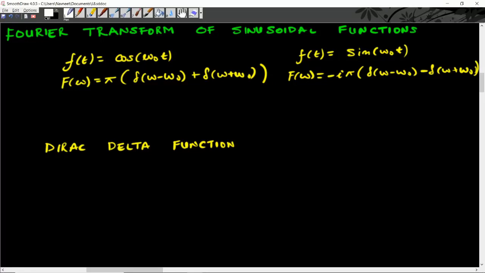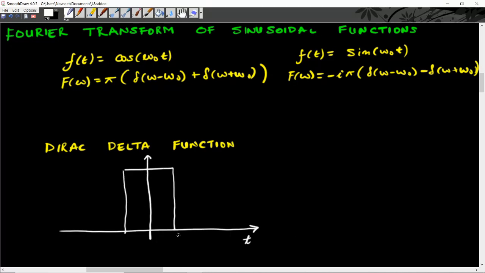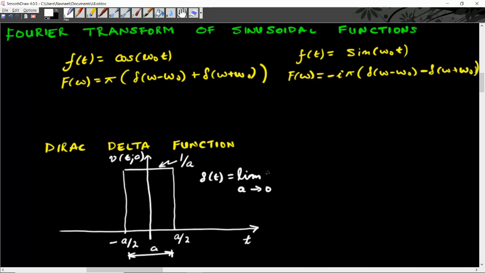And we have seen that the Dirac delta function can be considered as a limiting case of a rectangular pulse with a pulse duration of a and an amplitude of 1 over a, and the delta function is the limiting case of this rectangular pulse in the limit that the pulse duration tends to 0 and the amplitude tends to infinity.